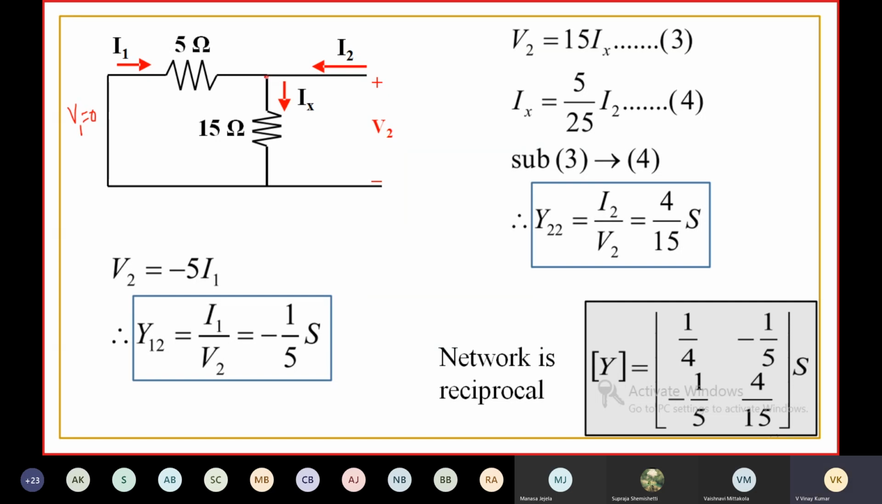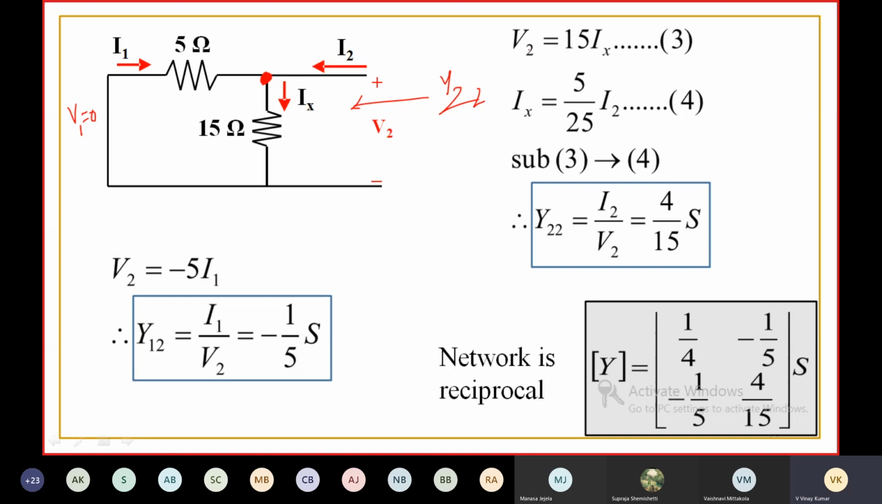Otherwise, you can also use KCL. You can apply node analysis. You apply KCL at this node. Then also you will get the ratio of I2 to V2. Simply, the ratio of I2 to V2 means you are going to find the output admittance between these two terminals. After finding impedance, you can also find admittance.